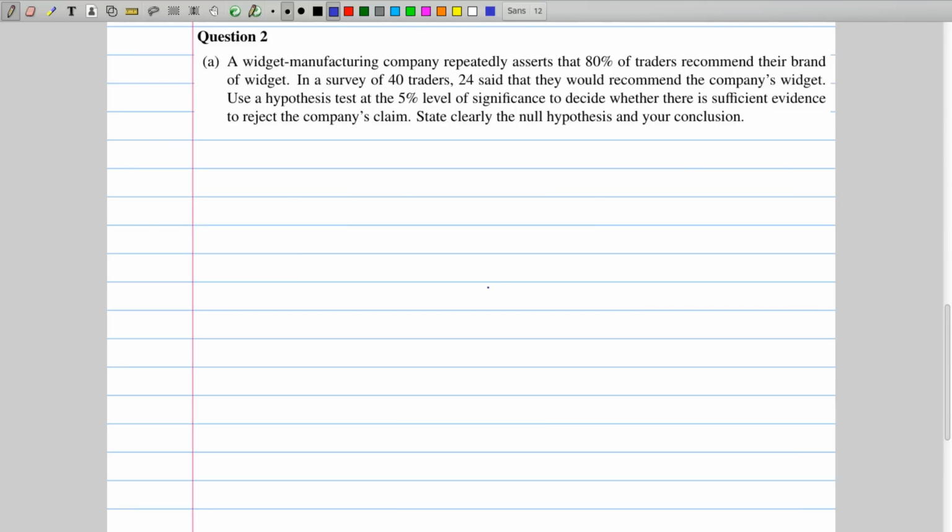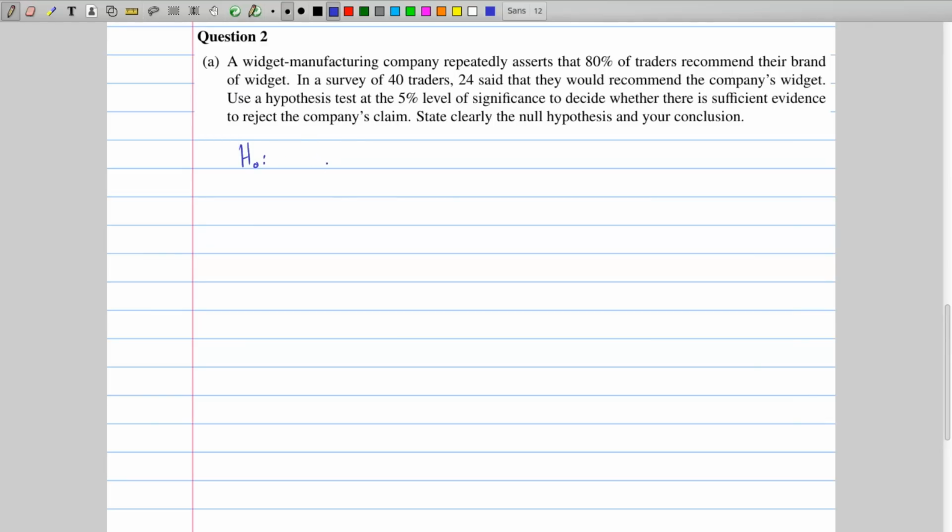The second question in the sample paper tells us about a widget manufacturing company that asserts that 80% of its traders recommend their brand, and there's a survey based on 40 traders. 24 people said that they would recommend it, and we have to work out whether or not the trader's claim could possibly be true. So first of all, we always have to write our null hypothesis.